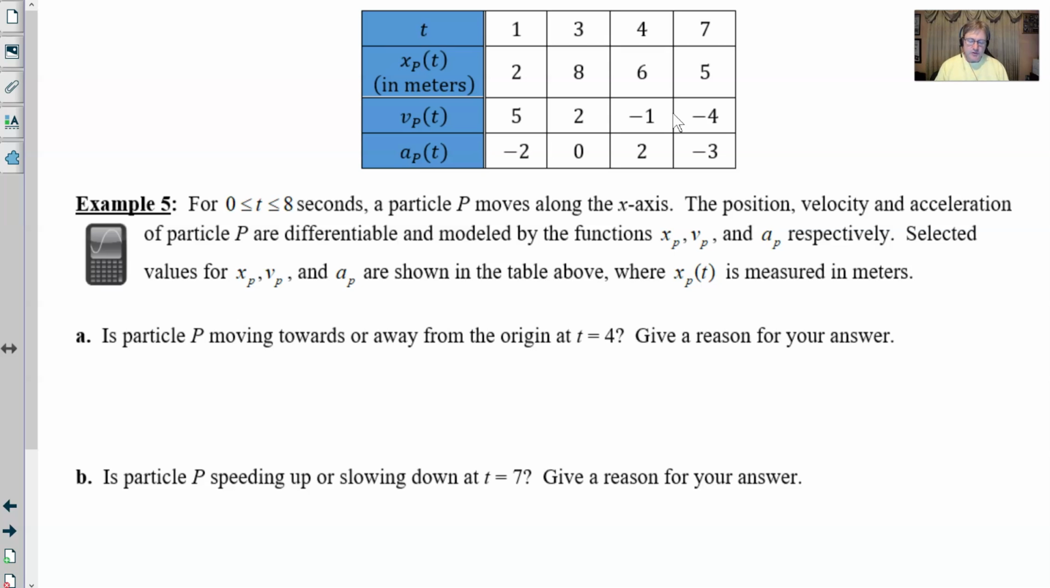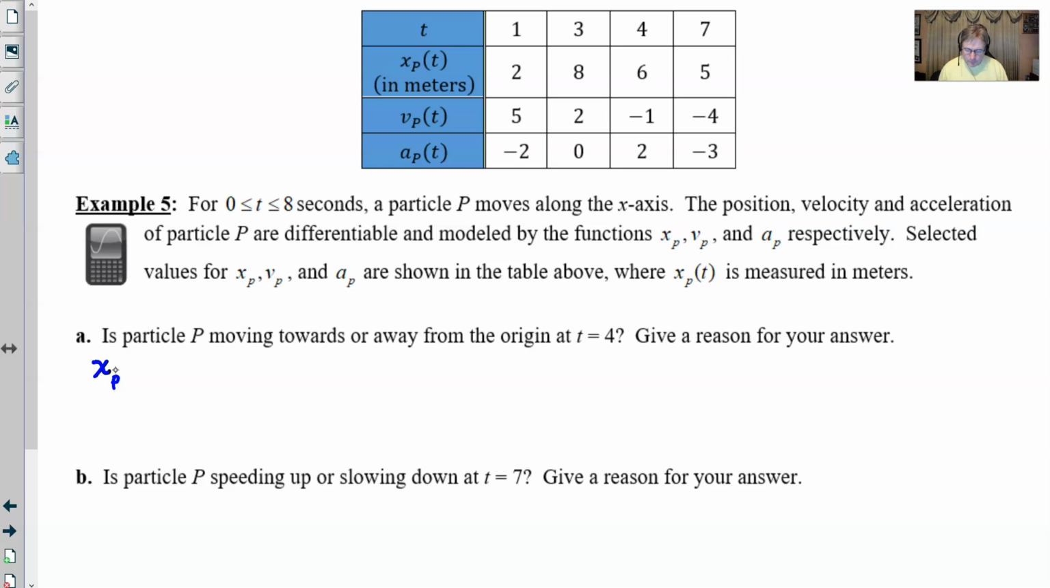Is particle P moving towards or away from the origin at time 4? And you have to give a reason for your answer. There may be more than one way to depict the reasoning, but one of the things that I like to do is establish position first. To establish the position of particle P, we know that x is the position, and we'll use the subscript P, so we're dealing with particle P.